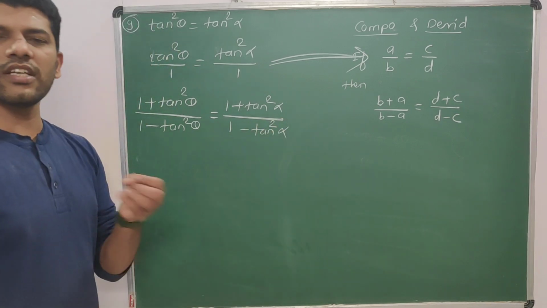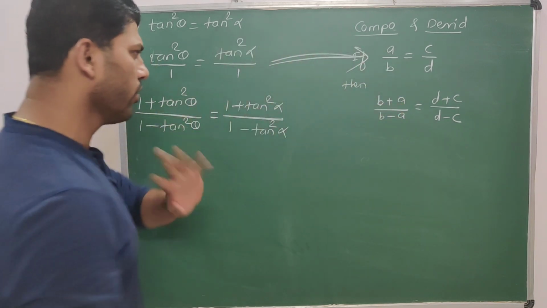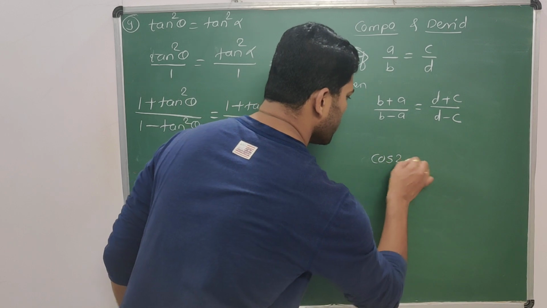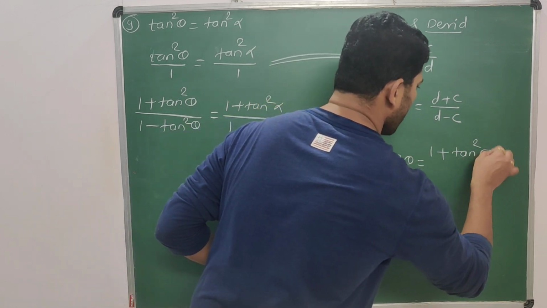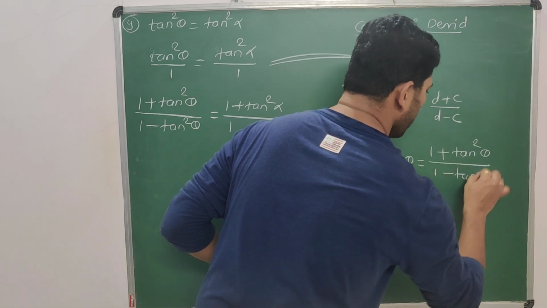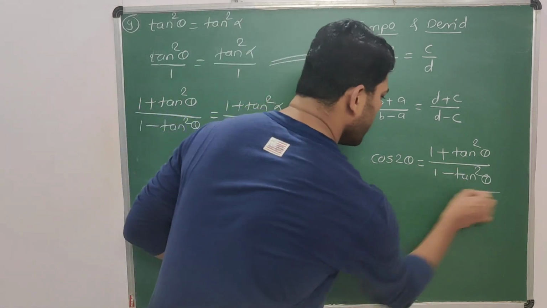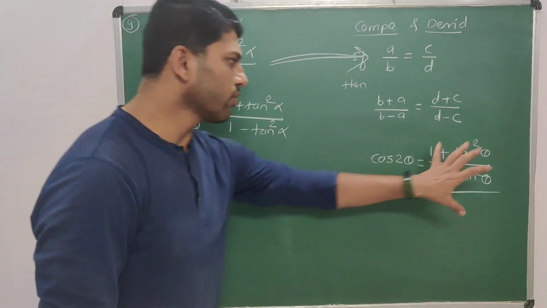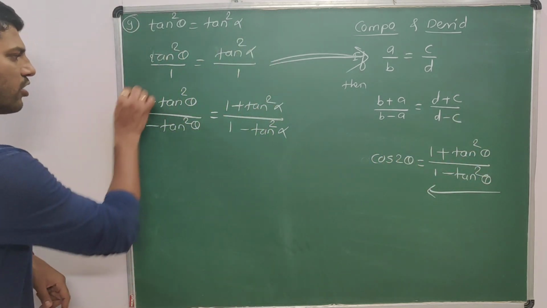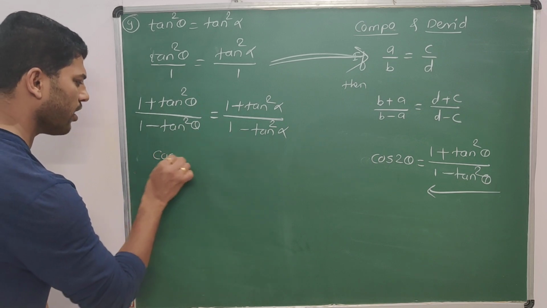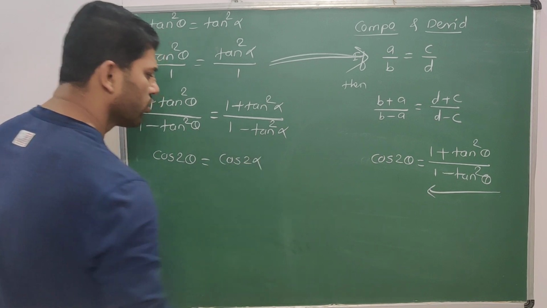So what is the reason why we are applying this concept of the ratio, that is componendo and dividendo? The reason is quite simple. This double angle formula, cos 2 theta, is 1 minus tan square theta divided by 1 plus tan square theta. It's a double angle formula. So read this structure in reverse order. This entire structure you can replace by cos 2 theta, and this entire structure by cos 2 alpha.